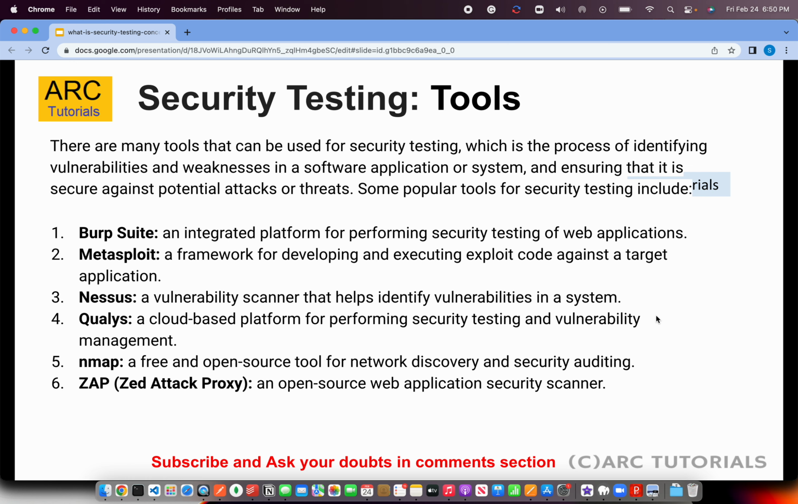The next is Nessus. Then we have Qualys, we have Nmap, and ZAP, which is Zed Attack Proxy. It's an open source web application security scanner. Nmap helps us in network discovery and security auditing. So these are all the different tools which give us reports, which give us the potential code that can cause problems or issues on the network side. So these are some of the tools that are used by the security testing teams.